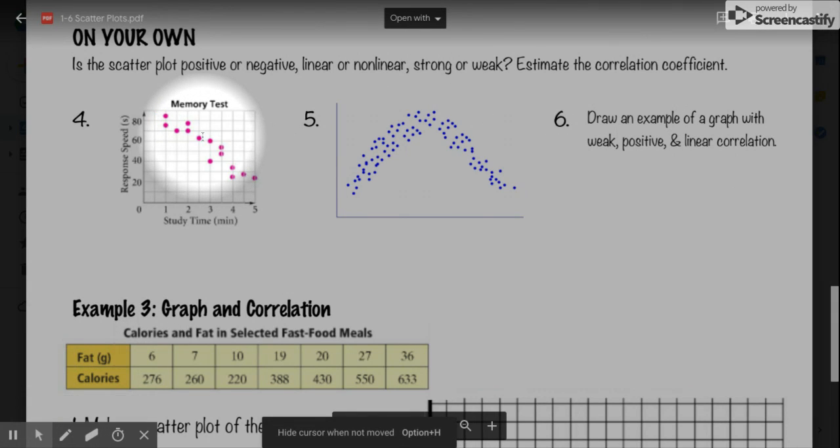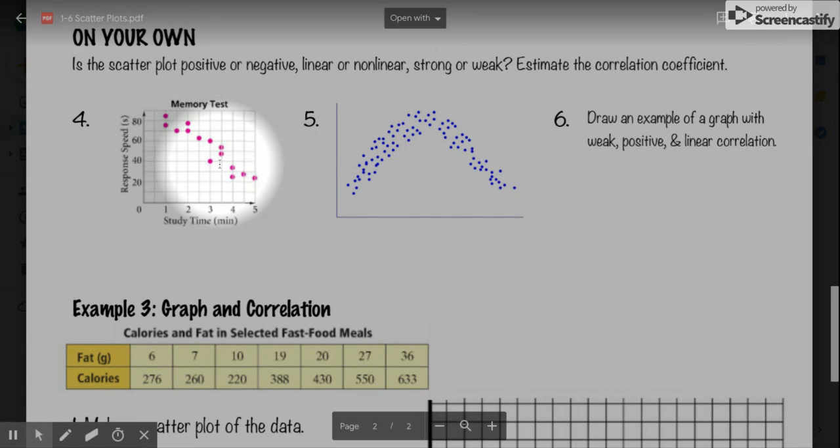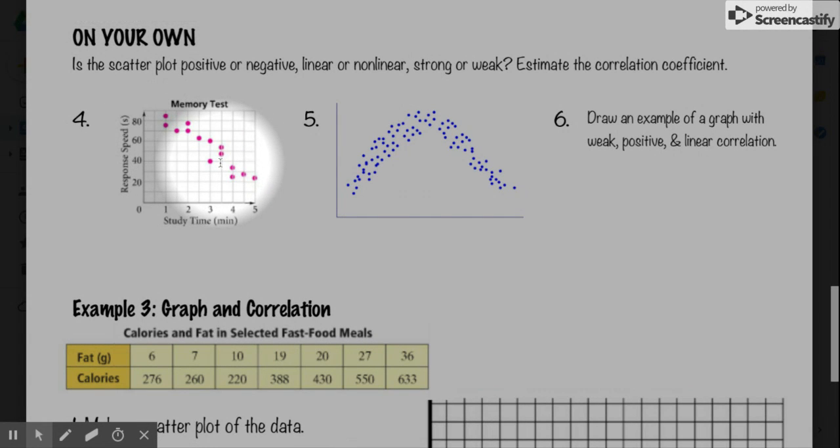Okay, number 4, I would say negative for sure. Linear, because they do form a straight line. I would say that it's fairly strong. If you wanted to say medium, that's fine. And then the correlation coefficient has to be negative because it's going down. It's not super strong, so I would say somewhere around -0.5, -0.6.